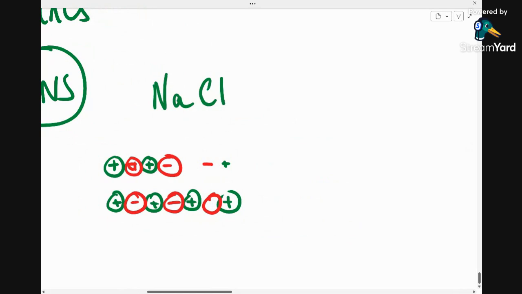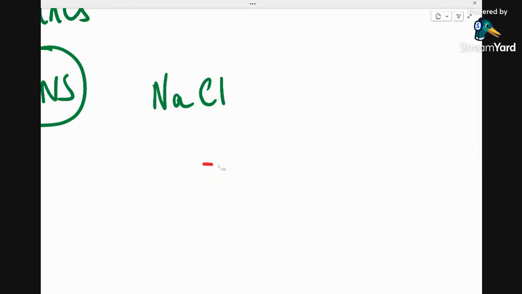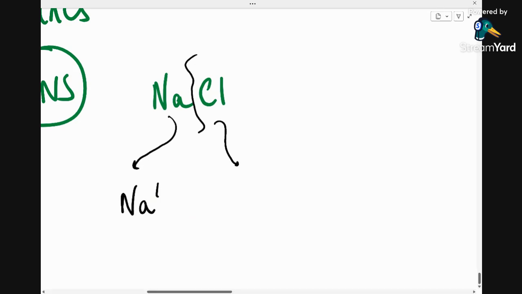I didn't expect that to delete. Oh well. And the ions dissociate to form individual sodium ions and chloride ions like that.